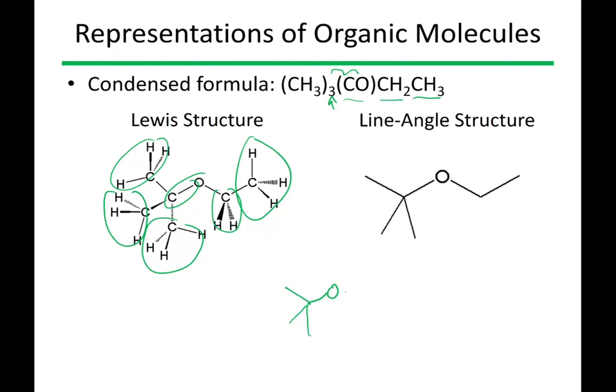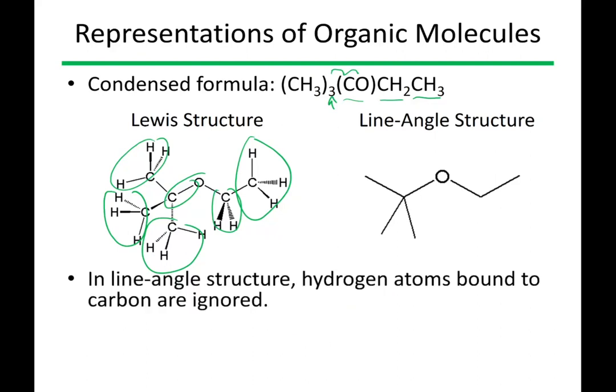And then we have that connected to a CH2. So there's a carbon with 2 hydrogens and then a CH3. And so that's how we get that compound structure that we drew up above. As a reminder, in these line angle structures, we do not draw the hydrogens that are bound to carbon.